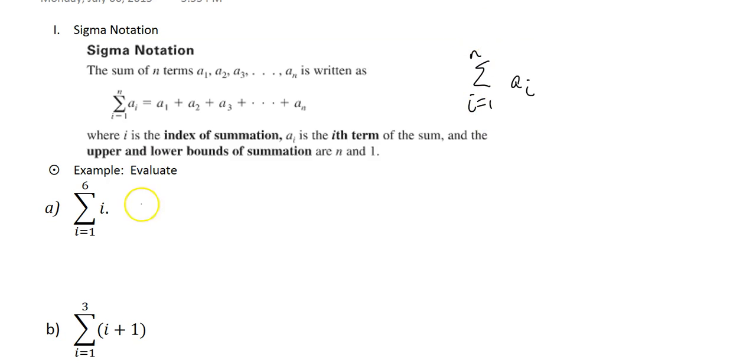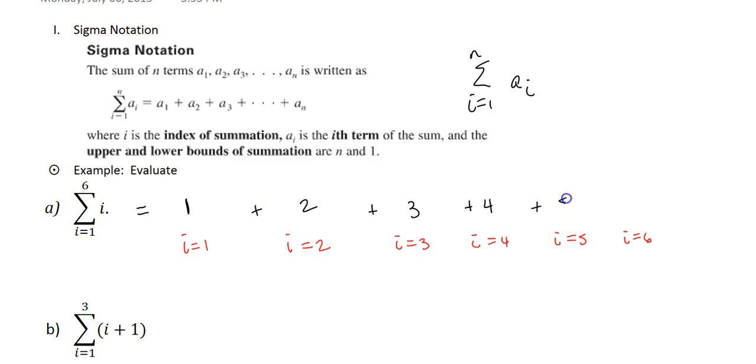So, for example, if I want to add the first 6 terms of the series i, for i equals 1 to i equals 6, I'm just going to plug the i into the formula for each term. So that's going to be 1 plus 2 plus 3 plus 4 plus 5 plus 6, which turns out to be 21.